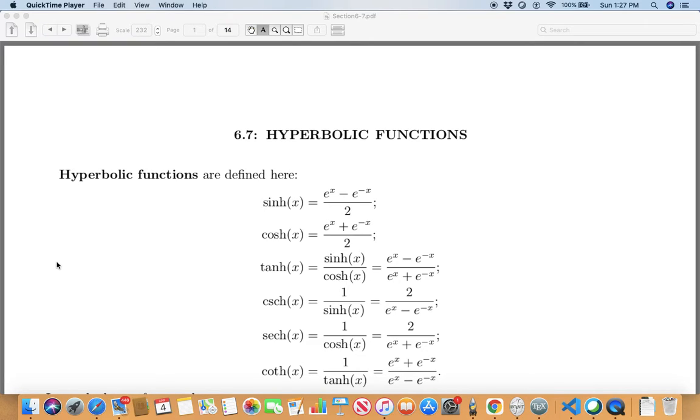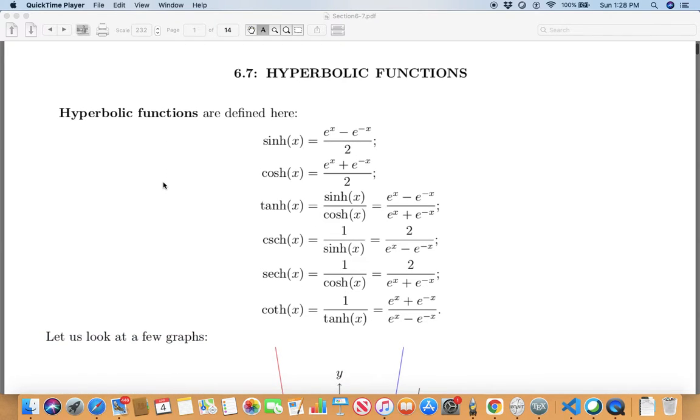Welcome back. Section 6-7 Hyperbolic Functions. Here are the definitions of hyperbolic functions.